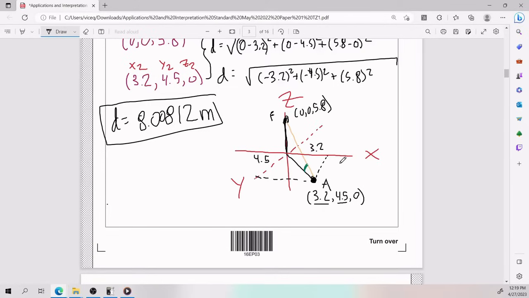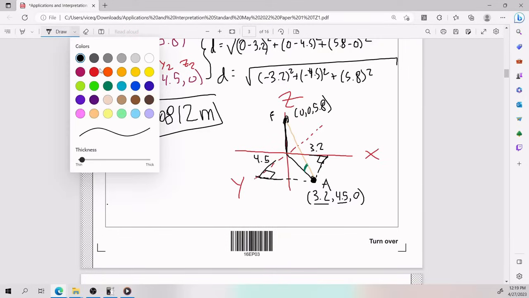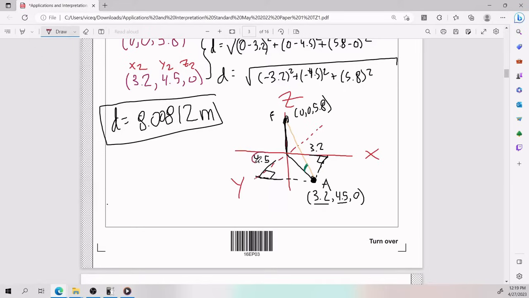How does that help me? It helps me because right now I have two right triangles. I have one here and I have one here. And with a little bit of creativity, you can say this 4.5 is the same as this 4.5 over here. Suddenly, you have a right triangle that goes 3.2, 4.5, and what I'm going to call, whatever, F.